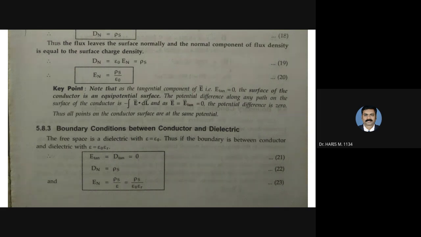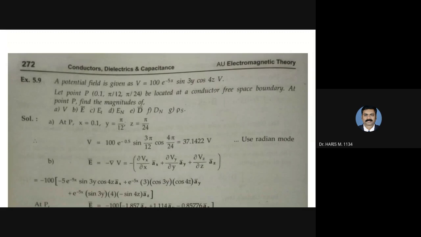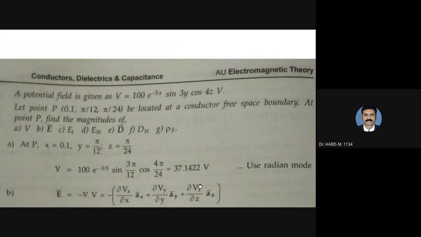Now I will give a problem to you. Try to write down this problem. Yesterday also I gave one problem. I hope you have solved that problem. The potential field is given as capital V equal to 100 e to the power minus 5x sine 3y cos 4z volt.